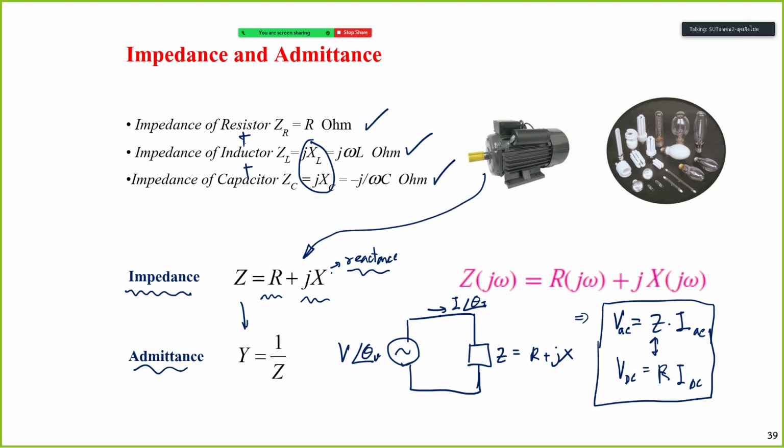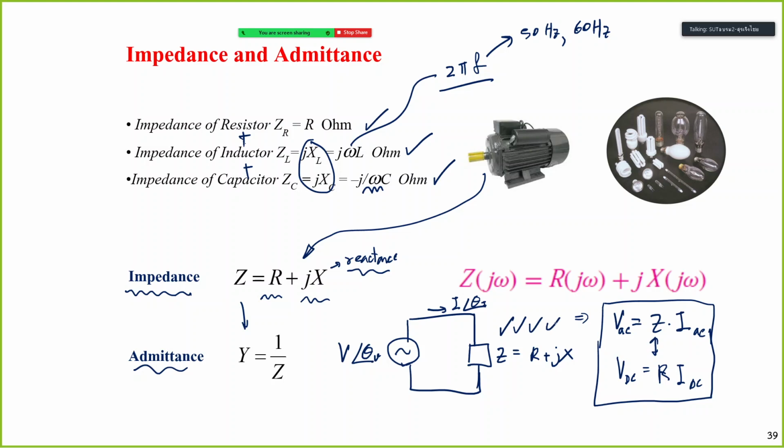Okay, so each equipment will have its impedance, and the impedance depends on the frequency of the voltage also, because omega is 2 pi f. So if the frequency is changed, the impedance of the element is also changed. But for common practice systems, usually the frequency is constant, for example 50 Hertz or 60 Hertz. Therefore, the impedance can be represented by a constant value, but in complex value form.